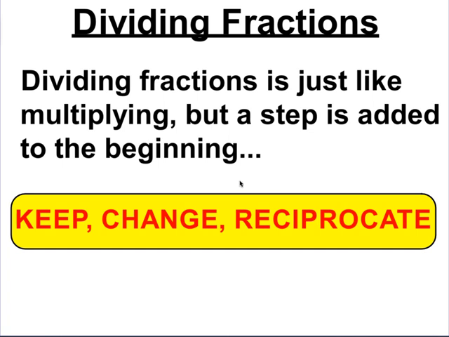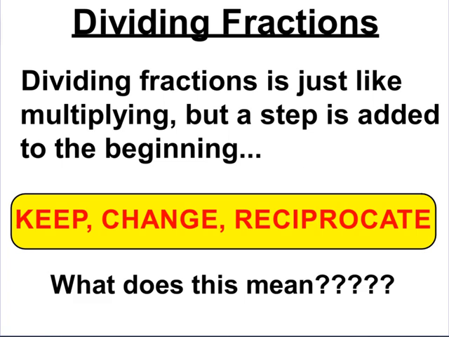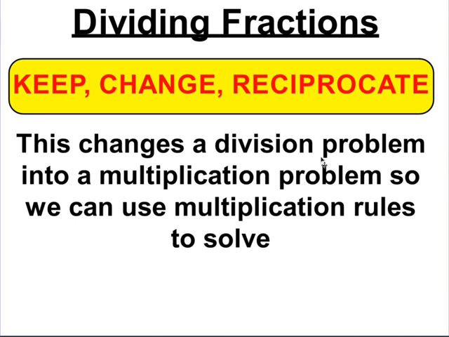So if you think back to the vocabulary words, the reciprocal was a vocabulary word, and a reciprocal is when you flip a fraction. To reciprocate means to flip a fraction. So we're going to take our division problem and use keep, change, and reciprocate to make it into a multiplication problem that we can use the rules that we just learned to solve. Okay, so what does that mean? It means that we're changing the division problem into multiplication, and then we're going to use those rules to solve.